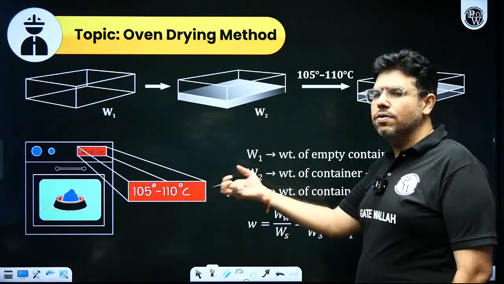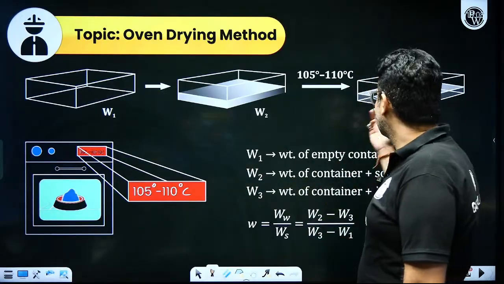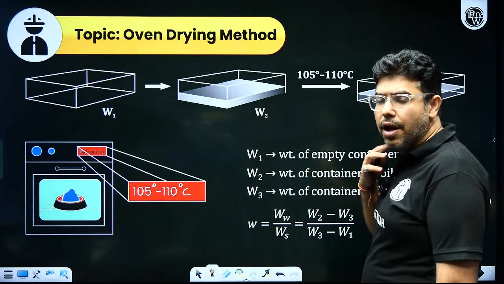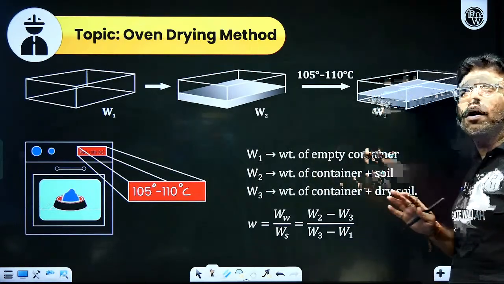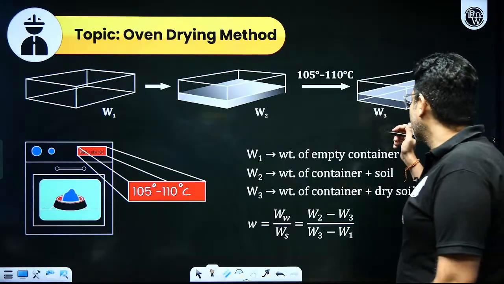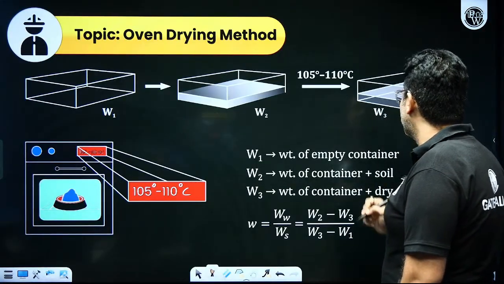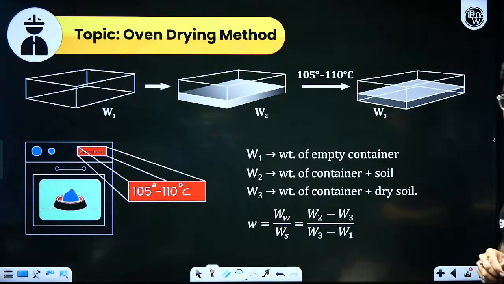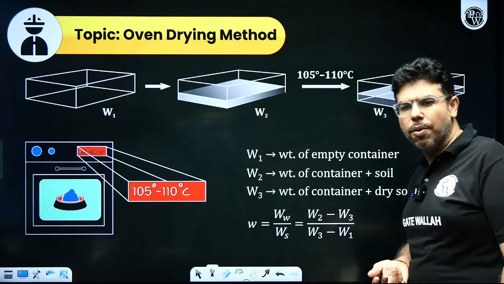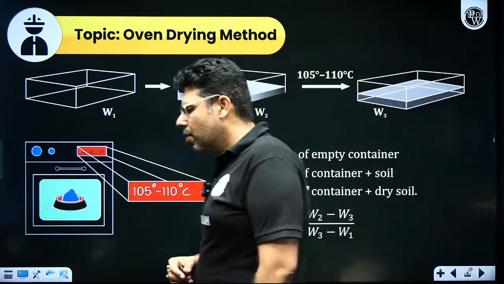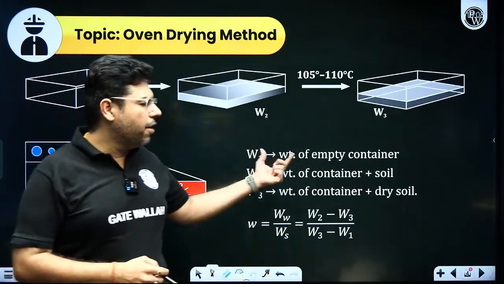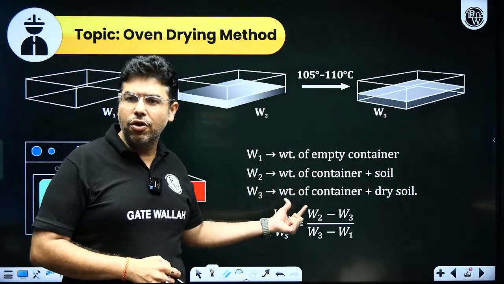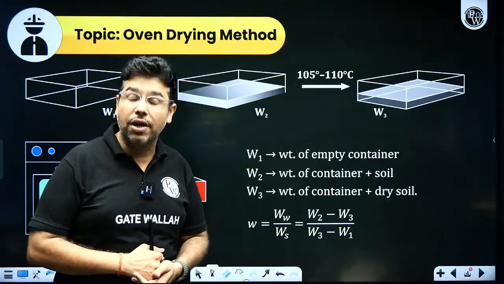After 24 hours, pull out this container and record its weight when the soil is completely dry. So the weight of the container plus dry soil is W3. Got my point? Very simple till here. So W1 is the weight of the empty container, W2 is the container plus wet soil, and W3 is the weight of the container plus dry soil.